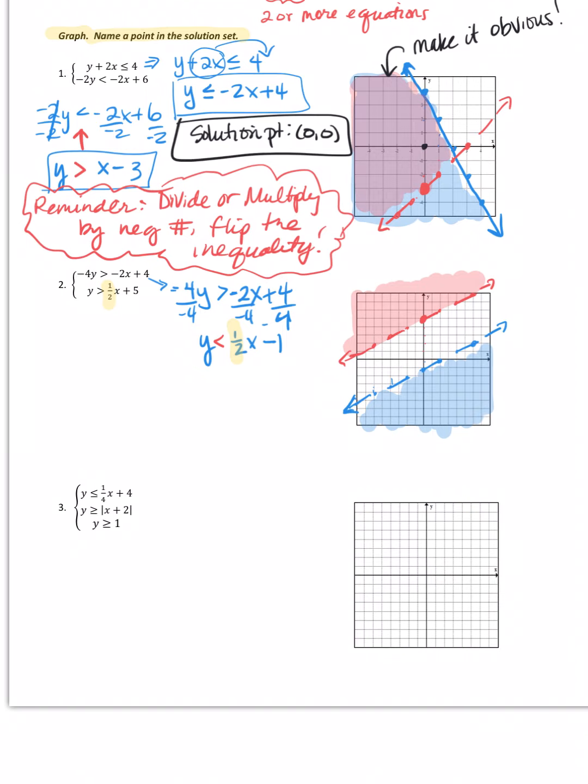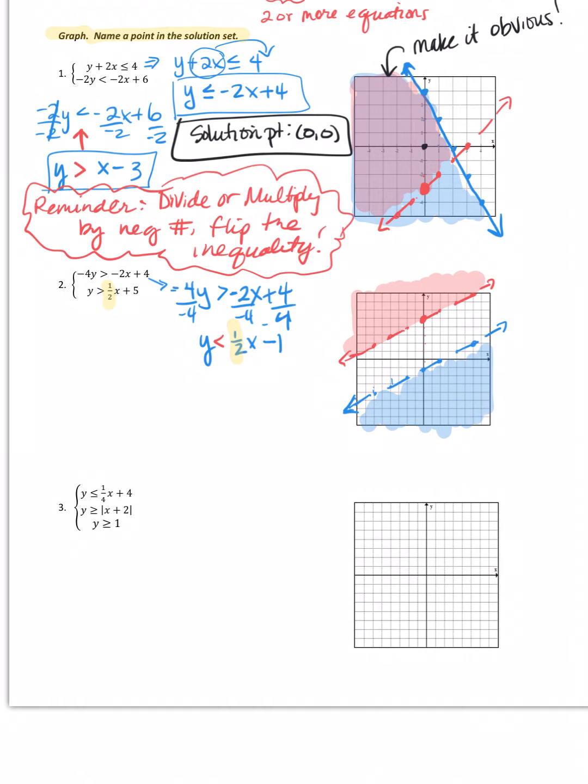And let's look at our shading here. It says greater than, so go to my y-intercept and I'm going to shade greater than. So I'm going to be shading the inside of that triangle. Okay, I can shade all of this. All of this gets shaded, but notice the overlap is just the inside of the triangle.